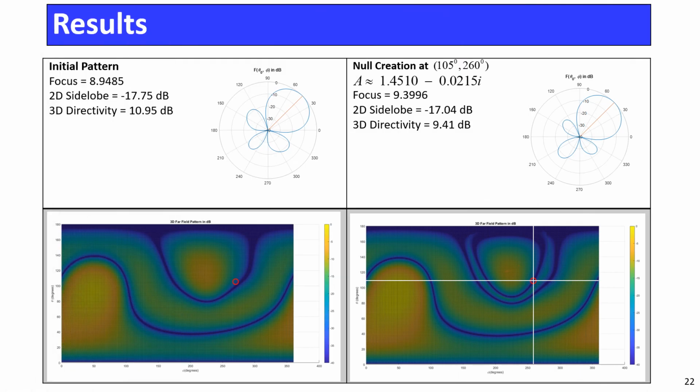Here are the results of our simulation. The information on the left half of the slide shows the results of our initial optimization without any null condition. The right half of the slide shows the results after loading the central element with the purpose of creating a null at 105 degrees, 260 degrees. Notice that in the original pattern, the value at this null direction is about minus 16 dB. Then aside from creating a null, we have maintained a fairly good pattern shape.